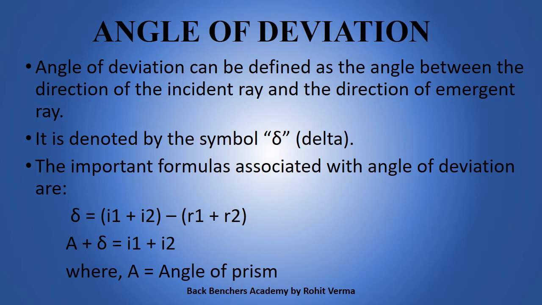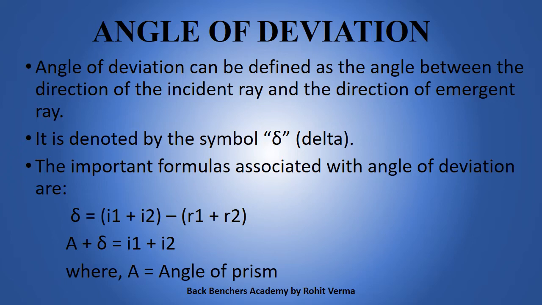This is called angle of deviation in this concern. And it has a special symbol called delta. Delta is the representation symbol. Moreover, the important formulas associated with the angle of deviation are: first one, delta equals (I1 plus I2) minus (R1 plus R2).